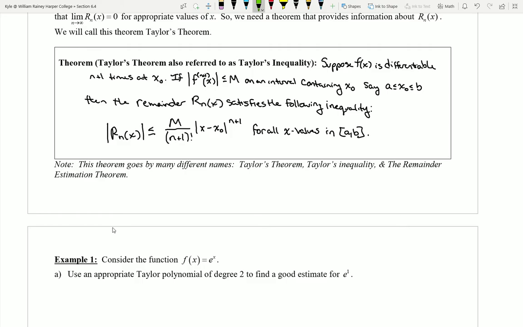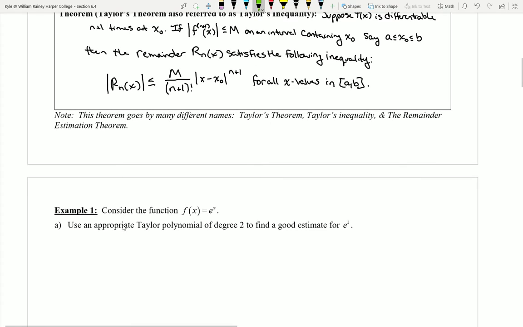In this video, we're going to take a look at how we can use Taylor's theorem that we described in the last video to apply to a specific function so we can get a sense of how this theorem actually works. So let's take a look at example 1 on the next page. Consider the function f of x, which is equal to e to the x.